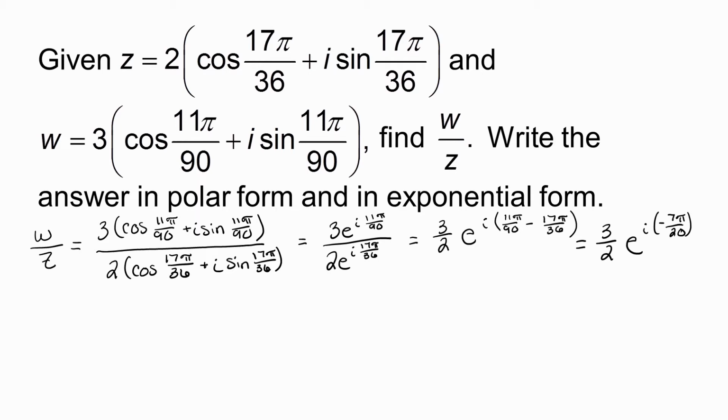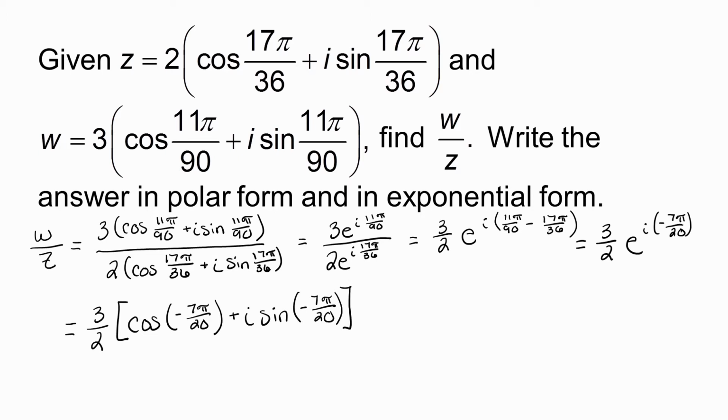Use Euler's formula to write the exponential form in polar form as 3/2 times the quantity cosine of negative 7π/20 plus i times sine of negative 7π/20. The argument must be between 0 and 2π. Use the reference angle to rewrite this as 3/2 times the quantity cosine of 33π/20 plus i times sine of 33π/20. This is the polar form of the quotient w over z.